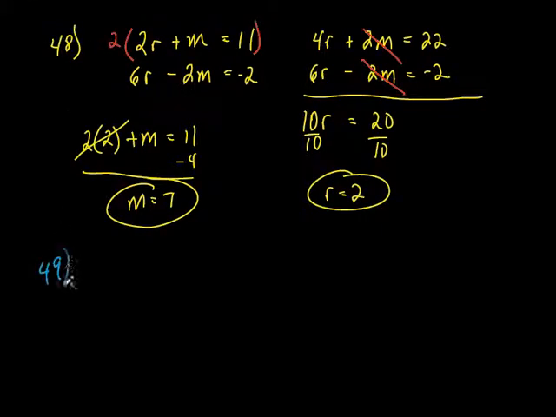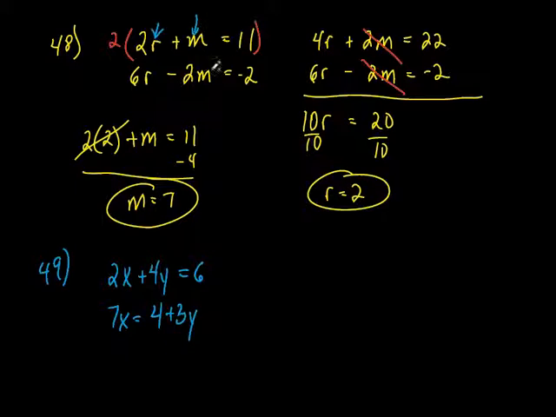So we're doing 49. So 2x plus 4y equals 6. And then 7x equals 4 plus 3y. Now this does look a little different, doesn't it? Like right here, all the letters are on the left-hand side, and just the number by itself was on the right-hand side. So they set that up really nice and pretty for you. On this one, not quite so nice.